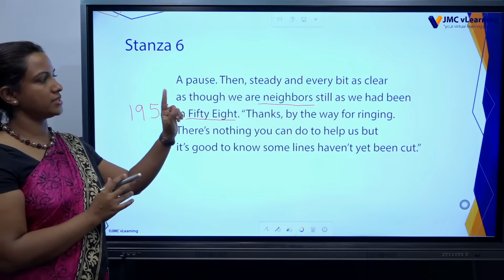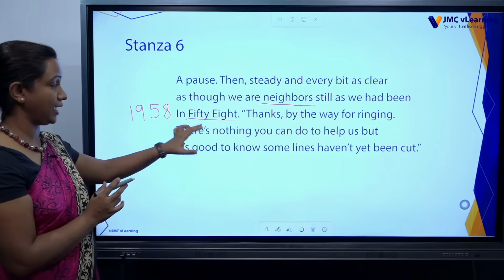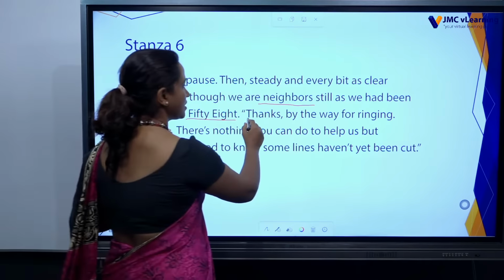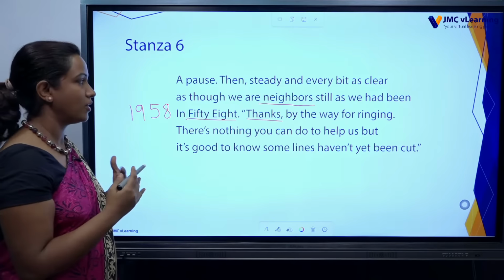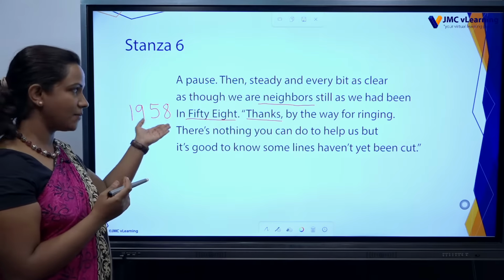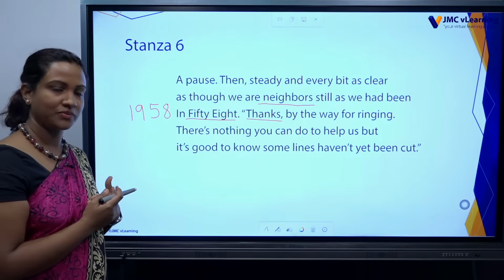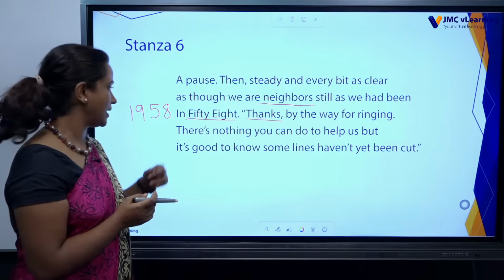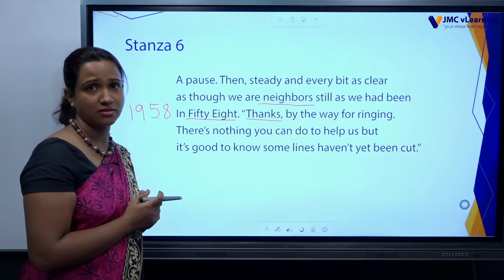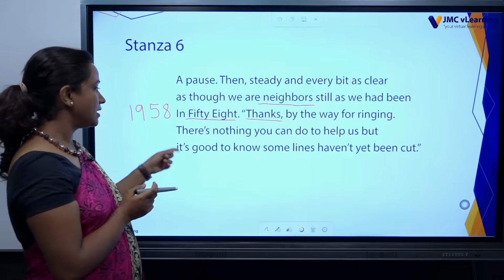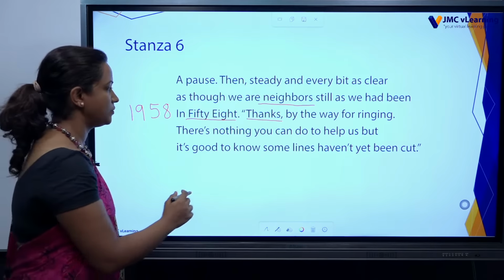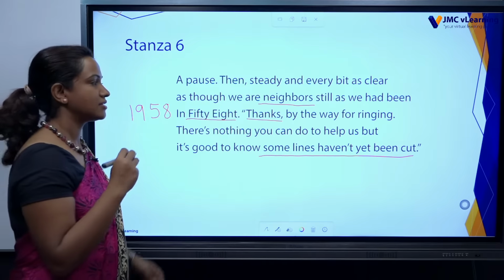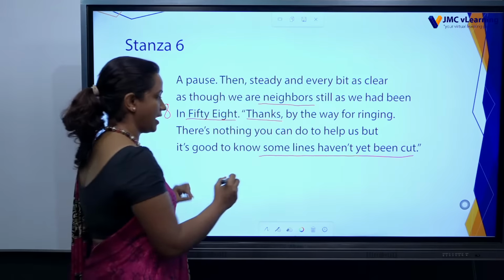As though we are neighbors, still as we had been in '58. He is giving thanks. He is using courteous language here. The language is different now. Thanks by the way for ringing. The neighbors are ringing and seeing whether they are okay. That's definitely Sinhalese people. There is nothing you can do to help us. But it's good to know some lines haven't yet been cut. The lines haven't yet been cut. That means the relationships are still there.